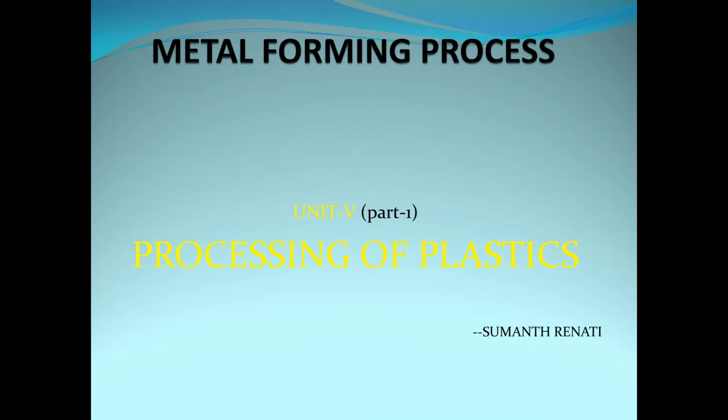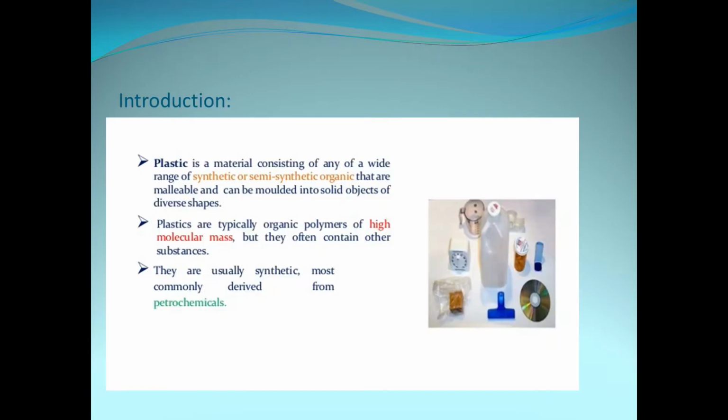Let's enter into our topic, the introduction. We know what plastic means: it easily melts and is a very soft material. Here, plastic is a material consisting of any of a wide range of synthetic or semi-synthetic organic compounds, which means soft or semi-solids, that are malleable and can be molded into solid objects of diverse shapes.